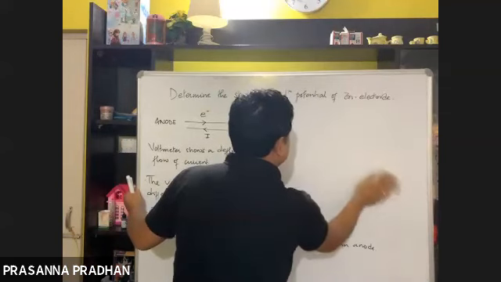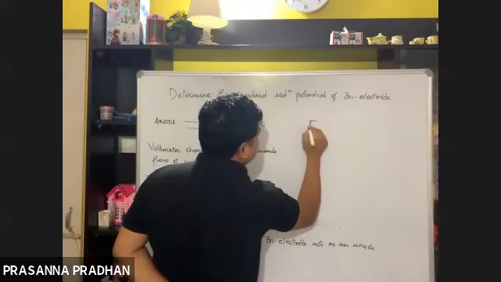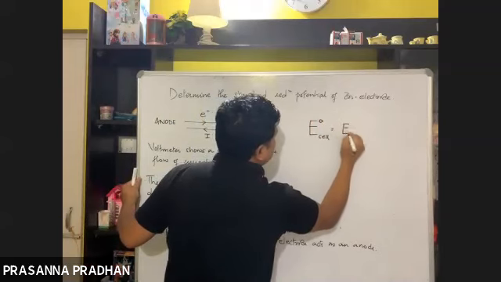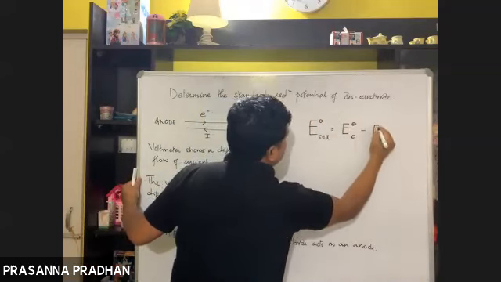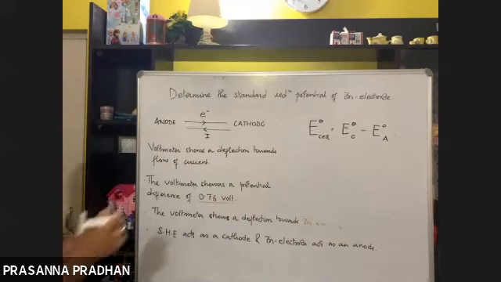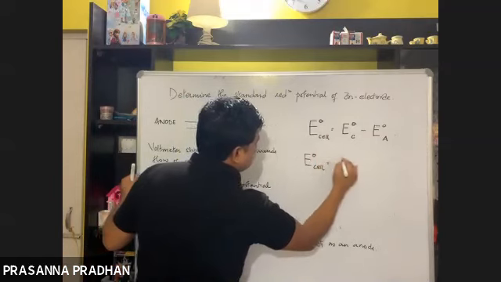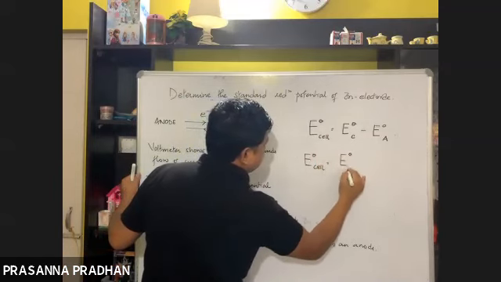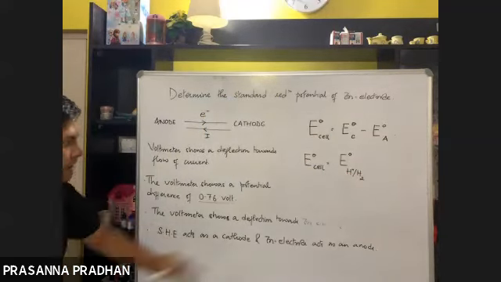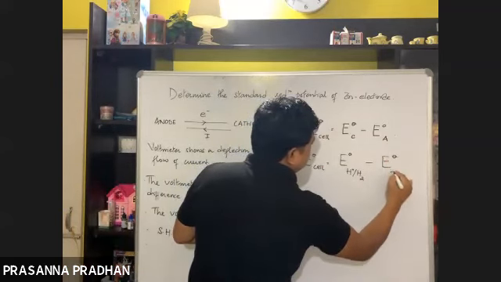So what is the formula for calculating the E naught cell? The formula for calculating the E naught cell was E naught cathode minus E naught anode. This was the formula. So which will behave as a cathode out here? Your standard hydrogen electrode behaves as a cathode. And which will behave as an anode? Your zinc electrode will behave as an anode.